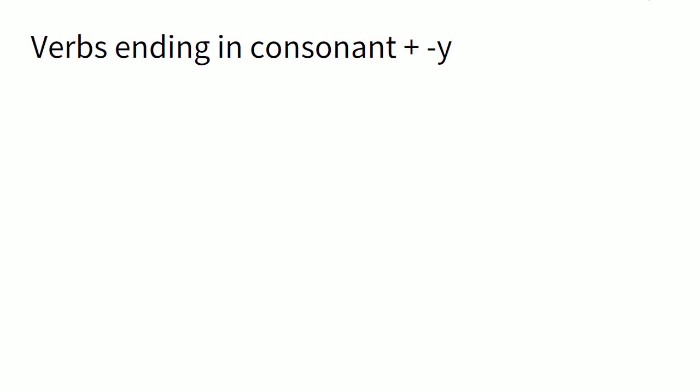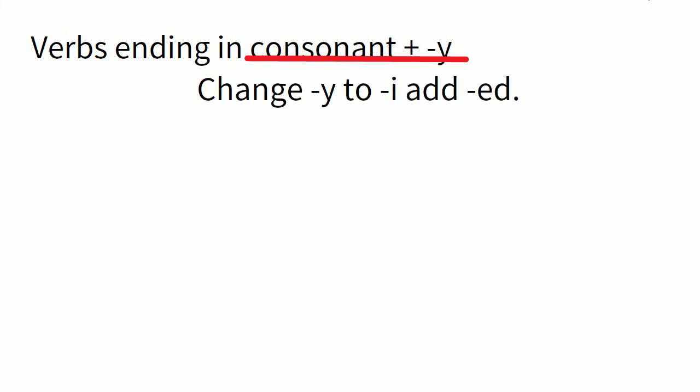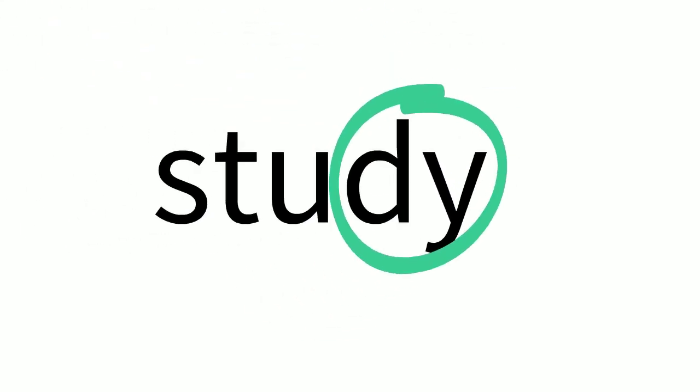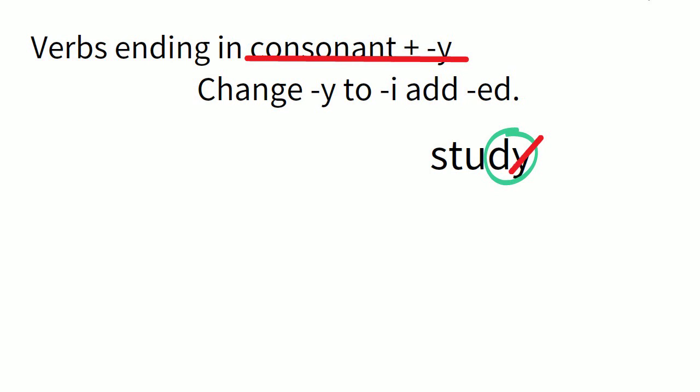The other spelling rule is for verbs ending in consonant plus y. If a verb ends in consonant plus y, we have to change the y to an I and then add ed. For example, study ends in dy. So we must cross out the y, change it to an I, and then add ed. Another example, try becomes tried.